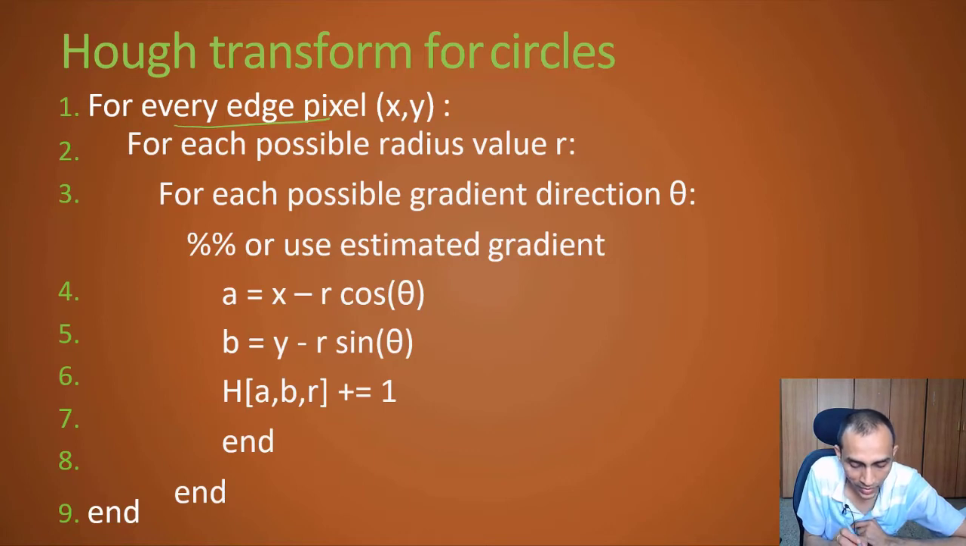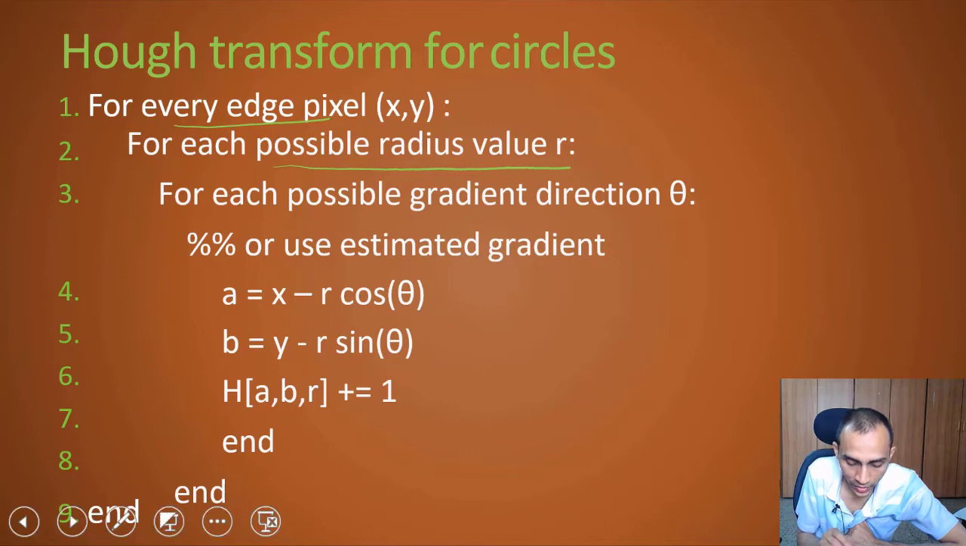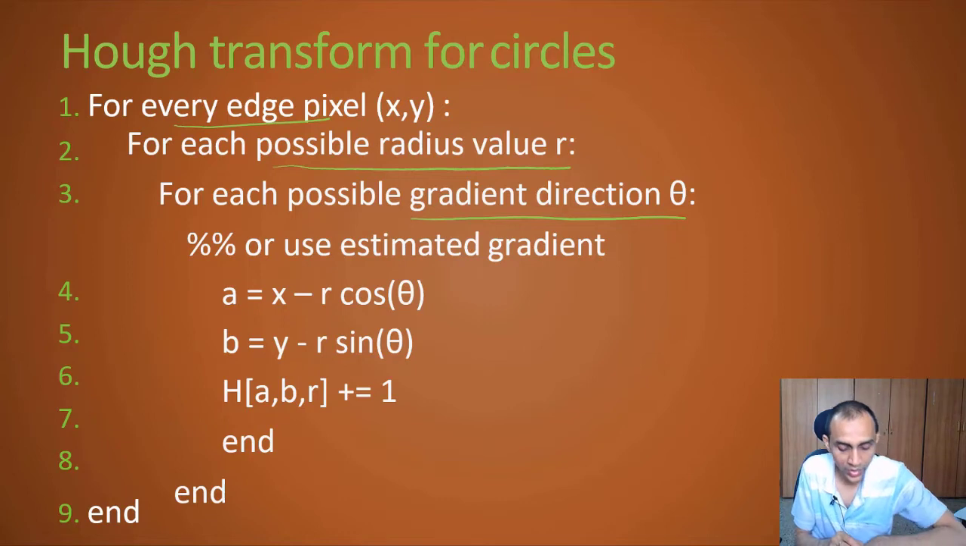So for every edge pixel, we'll cast a vote. We don't know the r value, so we have to vary r from some minimum to some maximum value based on your estimation of the image. Because we have already calculated the edge point, we know the gradient direction at that edge point, so we'll use that gradient direction. Instead of the normal equation of a circle, we'll go for a polar representation because we want to utilize this theta value.